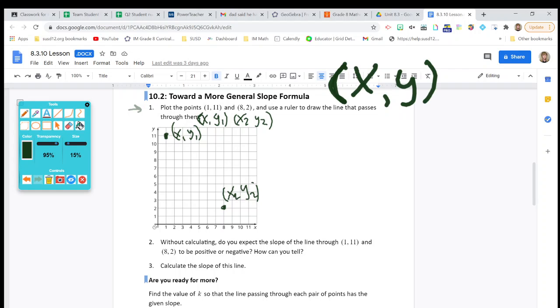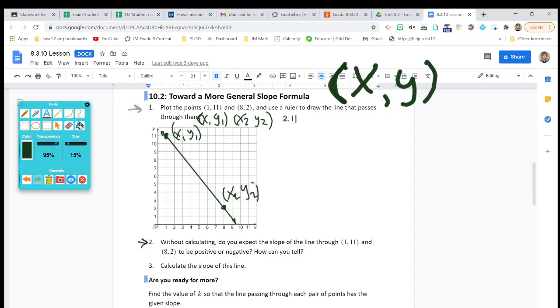Okay, use a ruler to draw a line through the points and show me an exactly straight line, please. Make sure your work is neat and complete, as straight as you can make it. Okay, number 2. Without calculating, do you expect the slope of the line through (1, 11) and (8, 2) to be positive or negative? How can you tell? I want you to write your answer down here, but I should have left a little more space when I printed this page. Sorry about that. You can write your answer on the side.